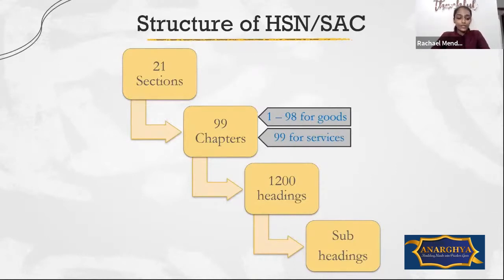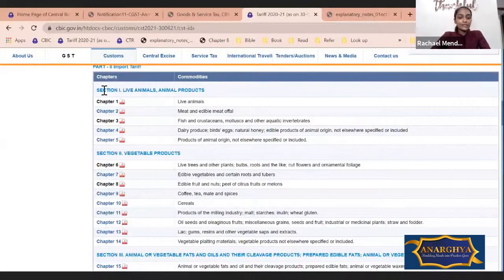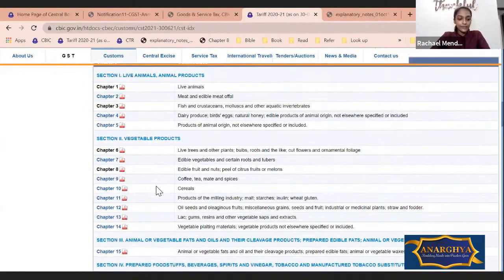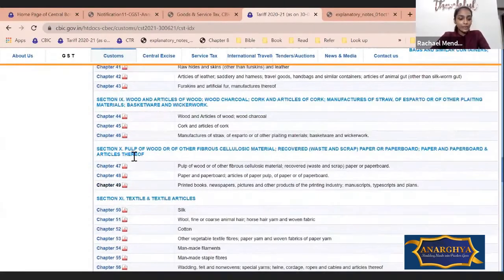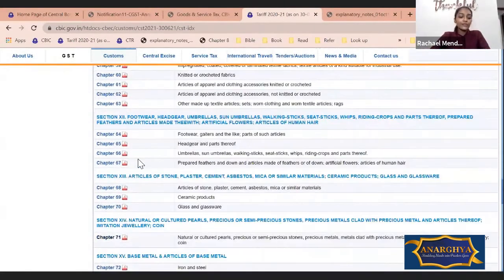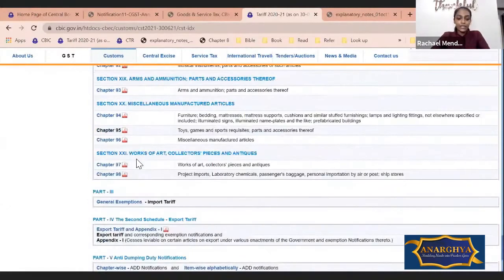If you want to see the structure of the HSN, you can go back to the Tariff Act that we opened here. You can see there are sections, and each section has multiple chapters under it. And in total, if you scroll to the end, you will notice that there are 21 sections and a total of 98 chapters for the classification of goods.